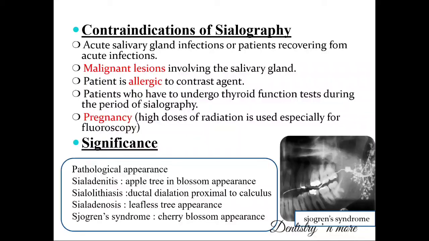You can refer to the textbook regarding the significance of sialography in the salivary glands. The classic pathological appearance in sialadenitis is the apple tree in blossom appearance, and in sialolithiasis there's a ductal dilatation proximal to the calculus. In sialadenosis it's a leafless tree appearance, and in Sjogren's syndrome it is the cherry blossom appearance that you see. You can see here in the picture, it's a cherry blossom or fruit laden appearance.